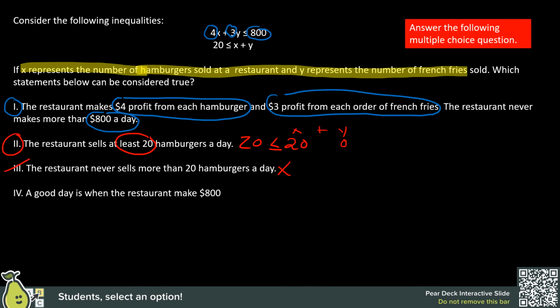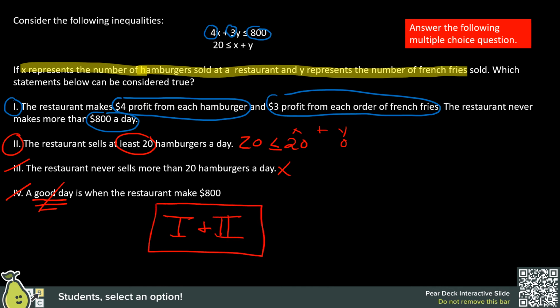And the fourth one says a good day is when the restaurant makes $800. Well, that sounds nice, but this issue here of "good day," no, this is not a math-related statement, so that can't be right. So our answer choices are 1 and 2. Send me any messages, guys, if you have any questions on this one.